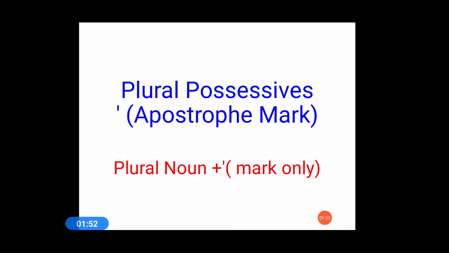Let's go with the other situation. Now what in the case of plural possessives? In plural possessive, we never make use of the letter s. It is just the apostrophe mark. Plural noun plus apostrophe.